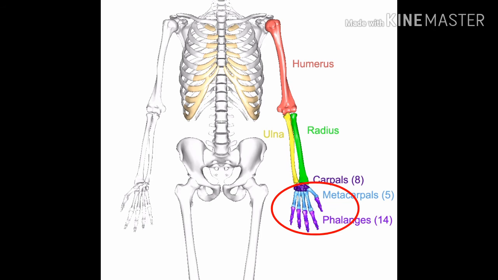Hand. The skeleton of the hand includes the bones of the carpus or wrist, the bones of the metacarpus or palm, and the phalanges or bones of the fingers.